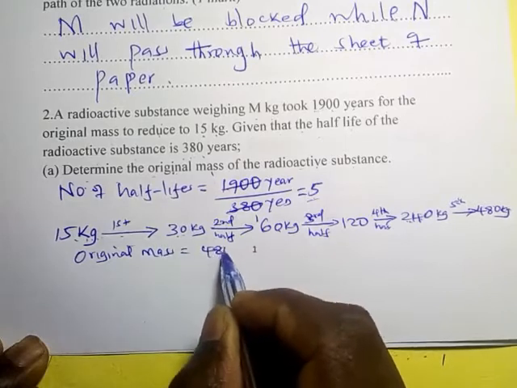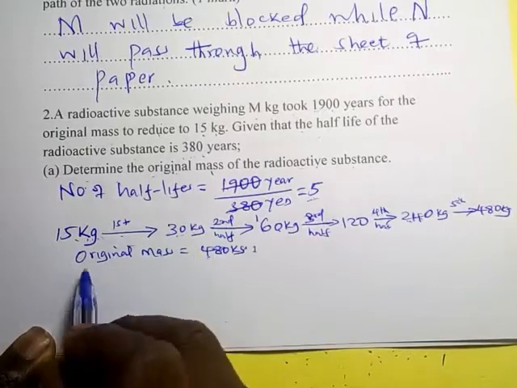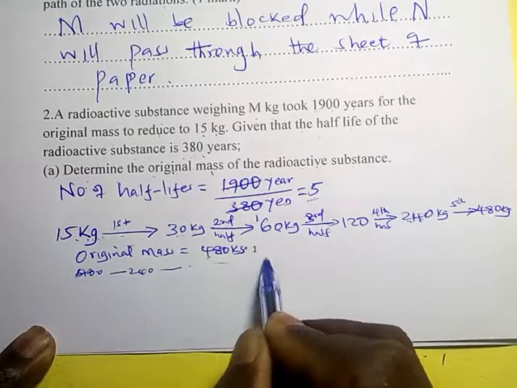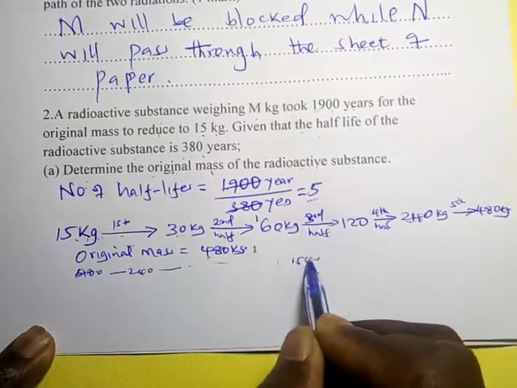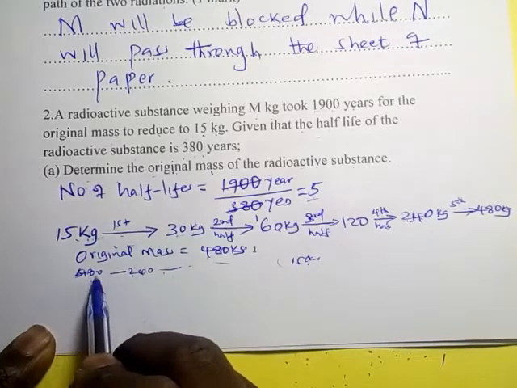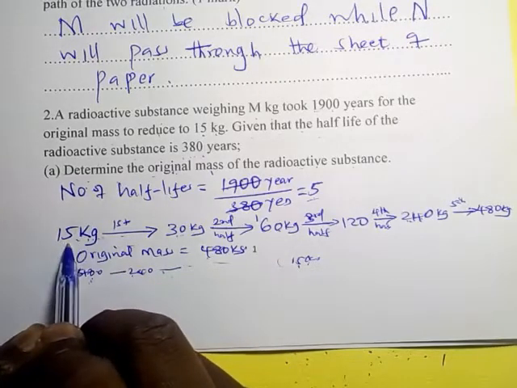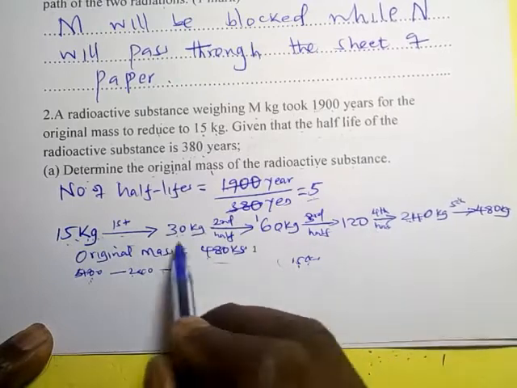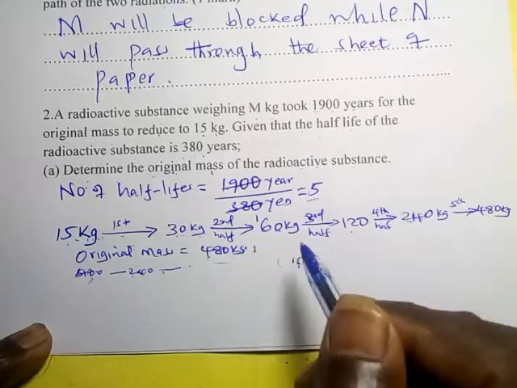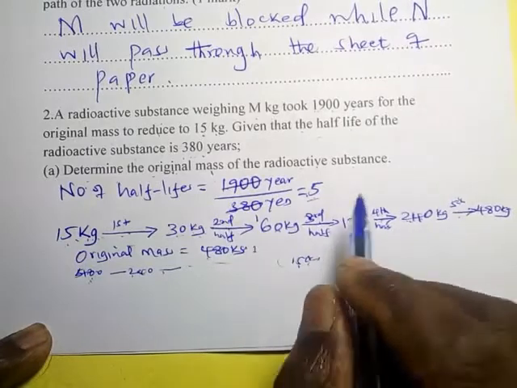Suppose you are given the original mass, what do you do? We start with 480, 240, down to where we have 15 kg, the remaining amount. When we have the original, we divide by 2 down to the remaining amount. But when we have the remaining amount and we want the original, using this method, you multiply times 2 times 2 times 2, up to the number of half-lives that you have calculated. I have 5 half-lives: first, second, third, fourth, fifth.